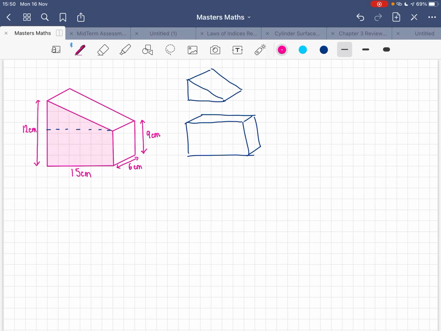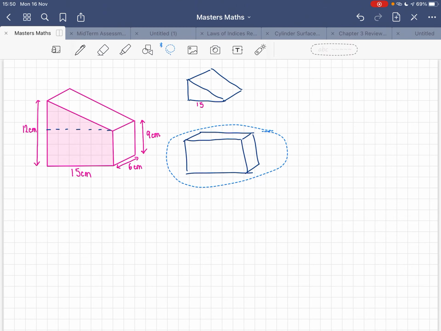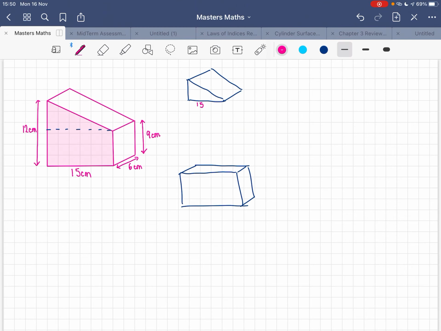So for the triangular prism, I have a base of 15. I'm going to move this one down so I have more space. That's better. I have a base of 15. This is 6. The length is 6. I need the height of it.